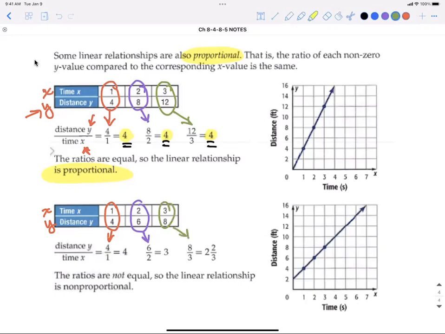Okay, well, when we reduce these, we get a 4, a 3. Well, you don't even have to keep going. You can stop because those didn't match. These are not equal. And so this is considered non-proportional.